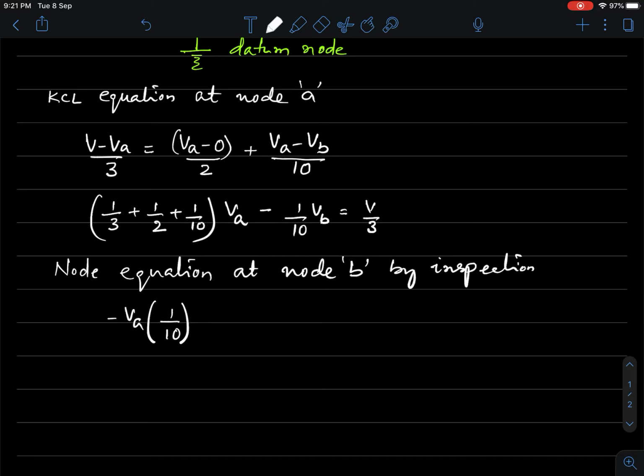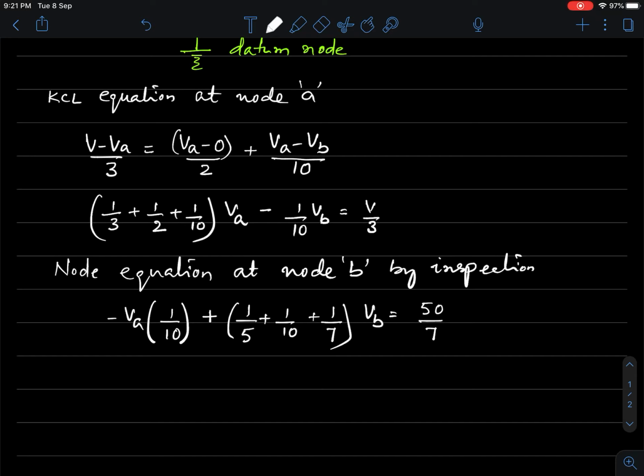and plus at node B, the sum of all the admittances meeting at node B. How many admittances are there? In fact, 10 ohm, 7 ohm, 5 ohm resistances are connected to node B. So if I have to write the admittances, I will write it as 1 by 5 plus 1 by 10, and the other one is 1 by 7. These are the admittances meeting at node B, into VB. This should be equal to the current that enters the node. What is the current that enters the node? It is 50 by 7. If you convert it into a current source, it is 50 by 7.